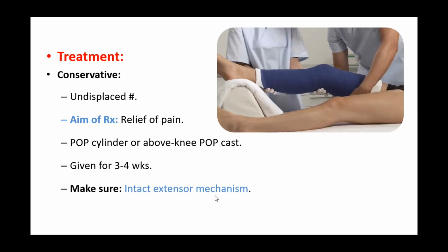After that, the joint is mobilized. But when we do the conservative treatment, one must make sure that the extensor mechanism is intact. The extensor mechanism includes the quadriceps, the patellar tendon, and the soft tissues present around it. So they should be intact when we do the conservative treatment.